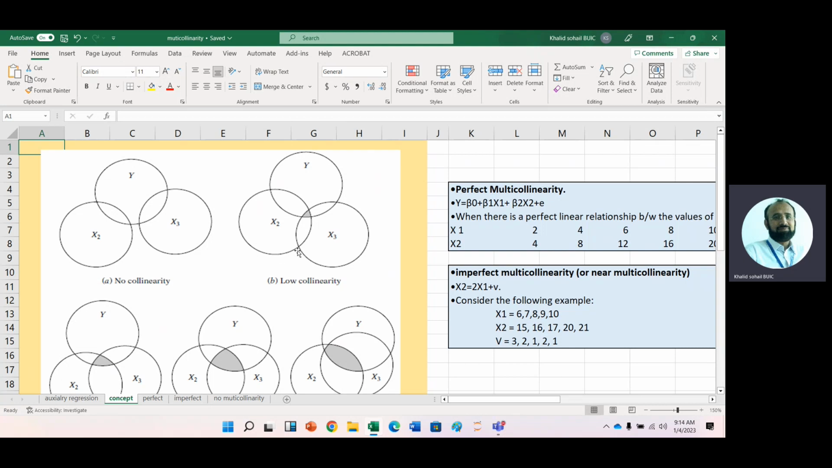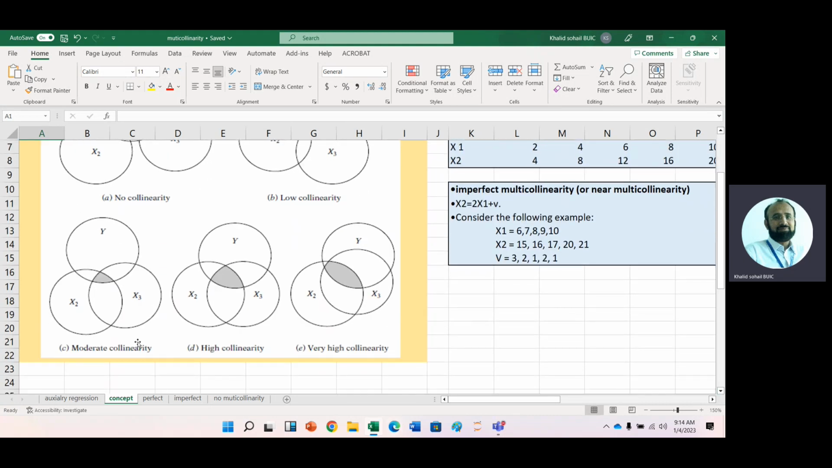On the other hand, you can see that in the second Venn diagram, there is a low relationship between the IVs. While looking at the third diagram, you can observe that there is some moderate correlation. And in this fifth diagram, we can easily observe that there is a high collinearity. On the other hand, in the last diagram, we can observe that there is very high collinearity.